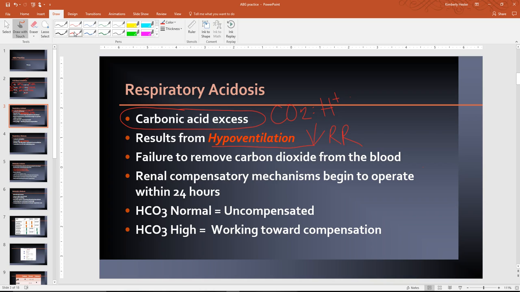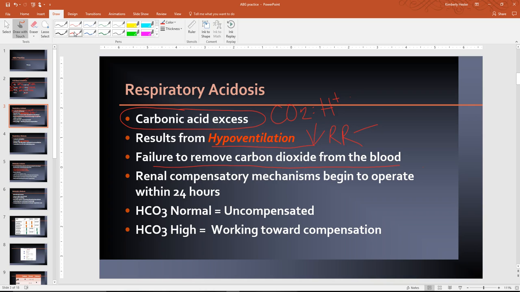It's an acid. Hydrogen is an acid. All right, so when we have too much carbonic acid, that means that your lungs are not breathing off enough CO2. So it is a low respiratory rate problem. It's a failure to remove the carbon dioxide from the blood. It's building up. You're getting more and more and more.